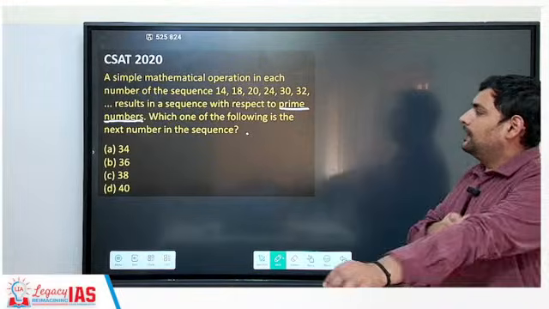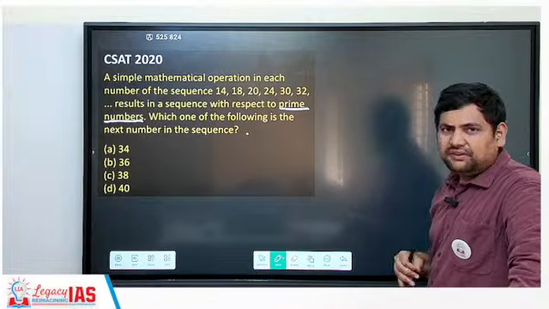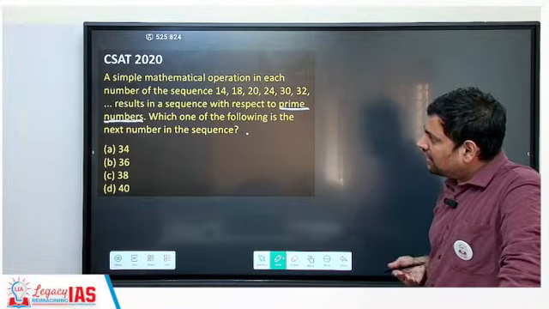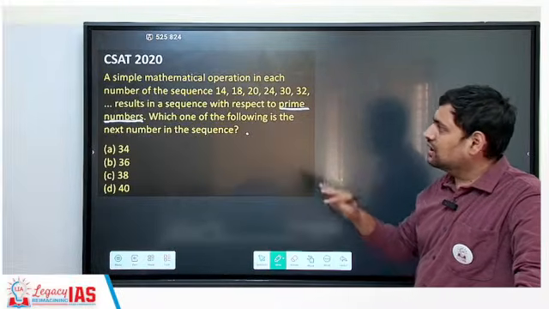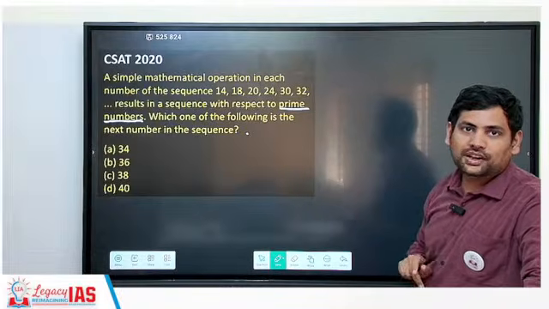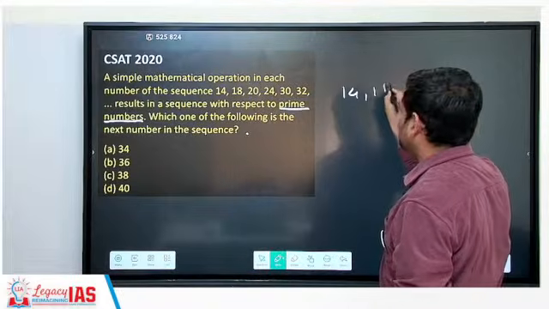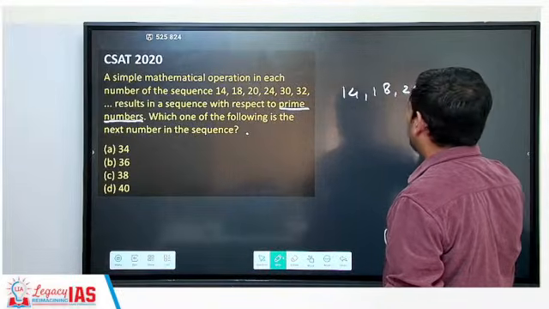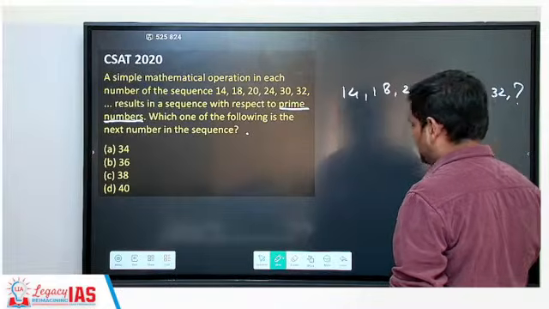14, 18, 20, 24. Now if the question says that it is somewhere related to prime numbers, what you should be doing is start looking out for the nearest prime numbers from them. Then you might see a pattern. Okay, so the series is like 14, 18, 20, 24, 30, 32, and the next is us.